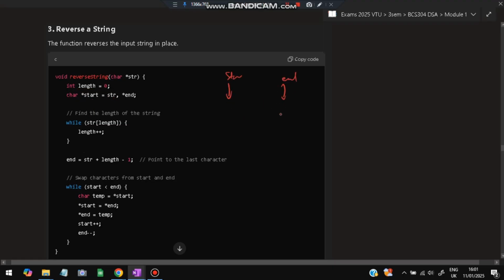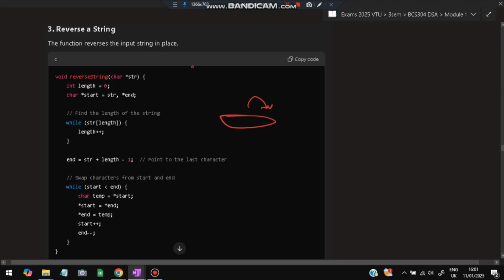Now what you have to do, you have to take the end value and put it in the start, the second end value in the second place, the third last value in the third place, the fourth last value in the fourth place. Like that, if we keep on doing and exchanging the first value with the last value, the second value with the second last value, like that, the string will get reversed.